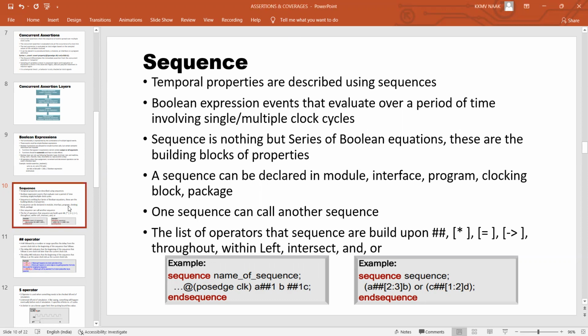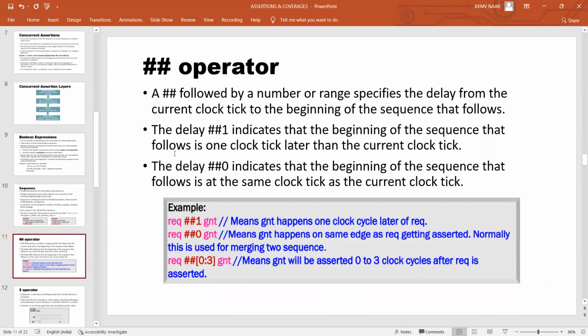Okay. So now we'll go deep into what these operators and keywords are. Inside a sequence, these can be used, right? So what are those things? We'll go deep into it. A double hashtag followed by a number or range specifies the delay from the current clock tick to the beginning of the sequence that follows. So if you want to mention a delay or a range of delay in assertions, you have to use the double hashtag operator. This is the double hash operator.